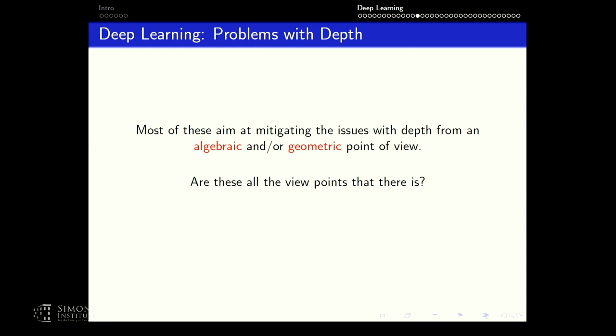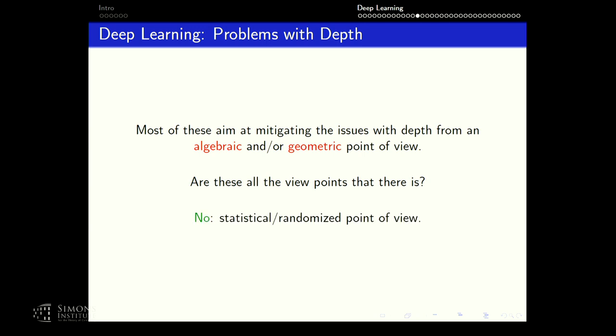All of this was motivation. I wasn't trying to say whether it's the right way to do it or wrong. It's just that things like that can happen. So you look at it from a geometric or algebraic point of view, and you come up with a solution. But the point is, is that all there is to it? Are there other viewpoints that we can take to study the similar problem?